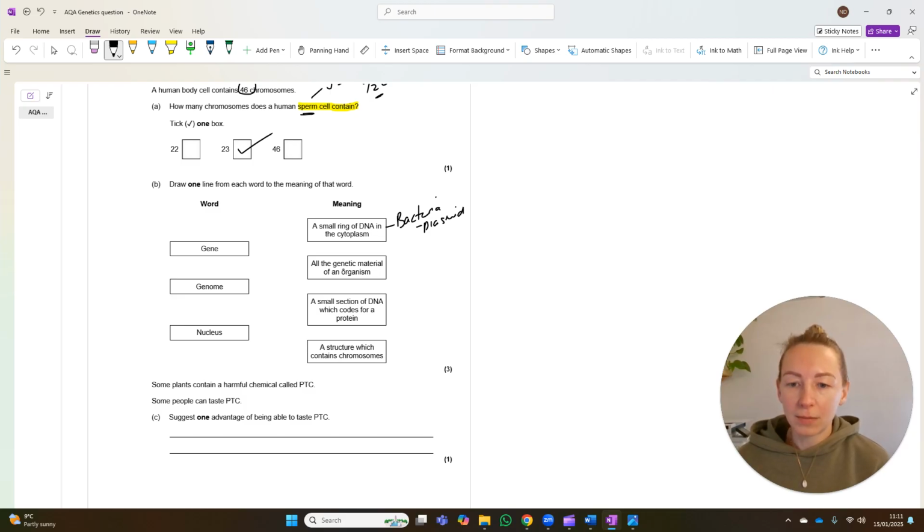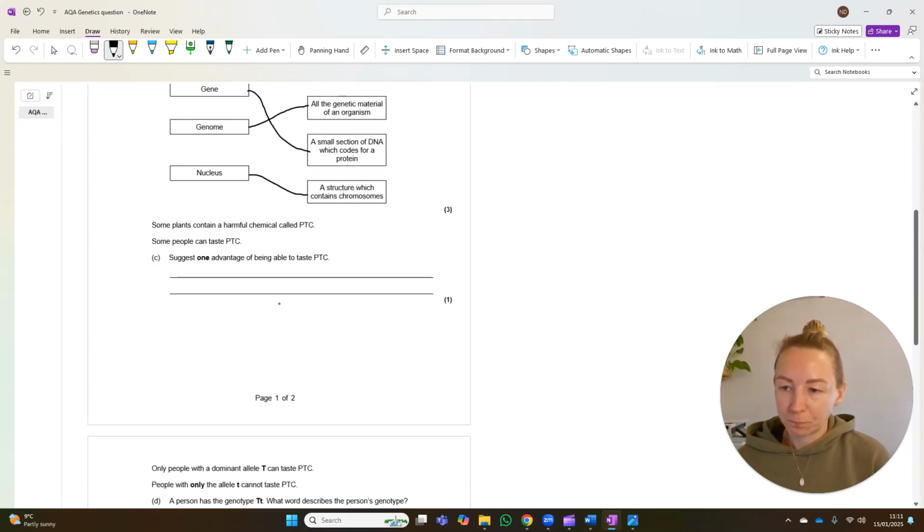So all the genetic material of an organism, that is an organism's genome, so that's the line there. A small section of DNA which codes for a protein, that is a gene, so that's the line there. And a structure which contains chromosomes, that is the nucleus of the cell. So those are your three there lined up.